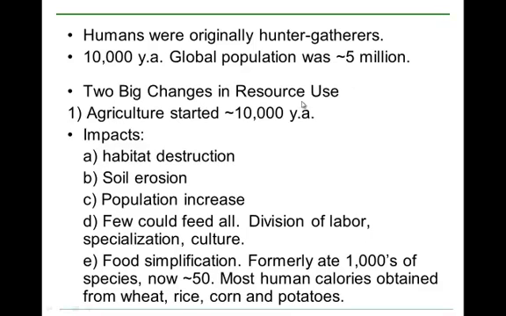And there were 2 big changes in resource use that we transitioned into from 10,000 years ago. The first was agriculture, and that started more or less around 10,000 years ago, more intensively a little bit more recently, and in kind of a scattered way further back. But look at the impacts of agriculture. Of course, habitat destruction. We had to cut down a forest to plant a field in forested areas, or plow under grasslands in grassland areas. And that wasn't a big deal when there weren't very many of us. Soil erosion resulted from plowing.